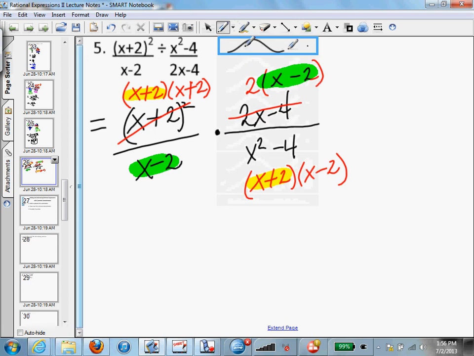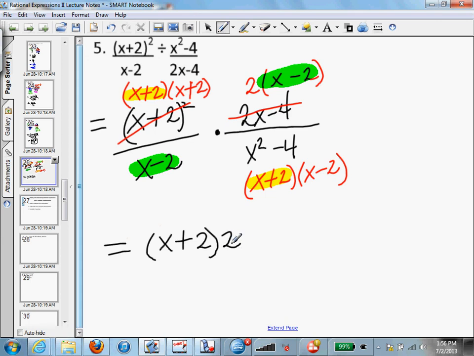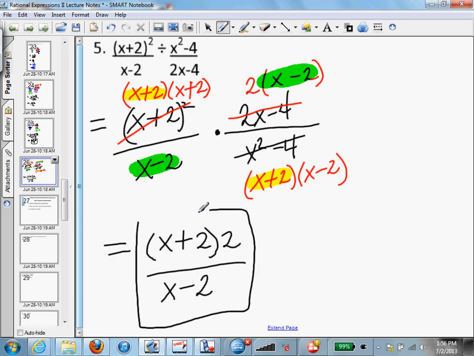So everything that is highlighted is canceled out, leaving us just with x plus 2 times 2 all over x minus 2. If you want to take it further, you can distribute this 2 across everything in parentheses, but for our sake, you can see that that problem is simplified.